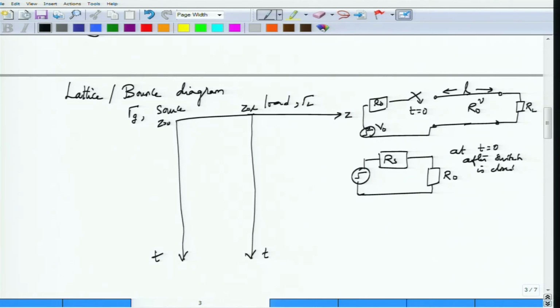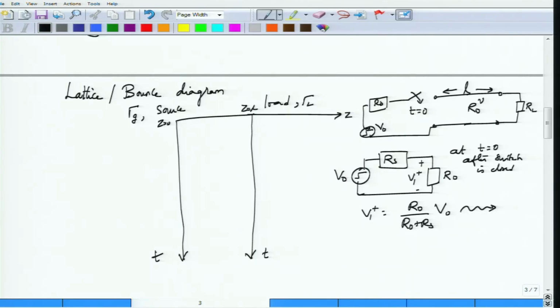What would be the initial voltage across this one? Let us call this initial voltage V1 plus, something that would propagate along the transmission line. From voltage divider analysis, V1 plus is simply R0 by R0 plus RS into the amplitude of the step voltage waveform V0. So this is the voltage that is actually launched on the transmission line, and this amplitude begins to travel.